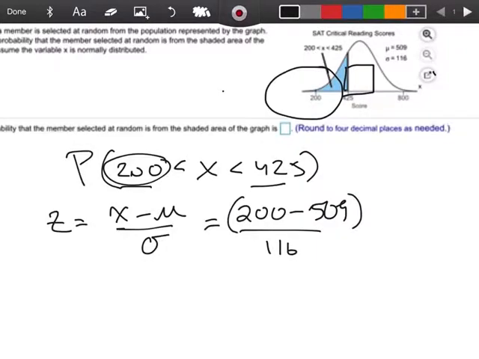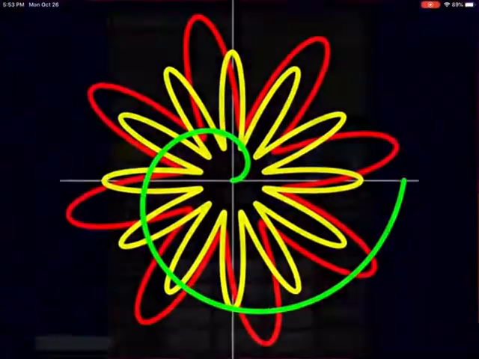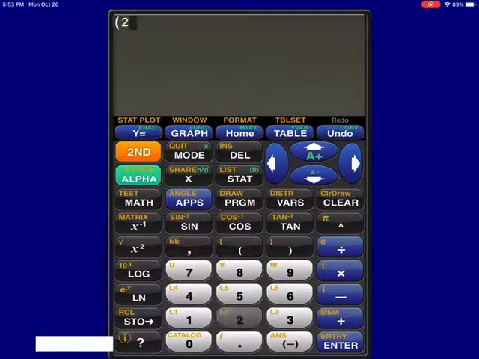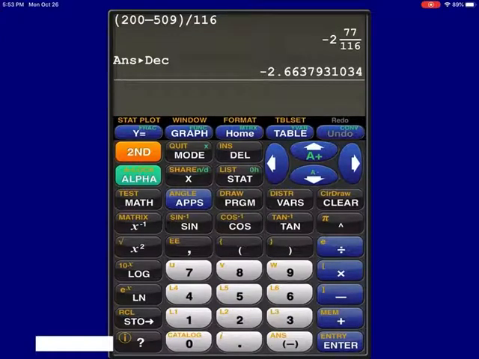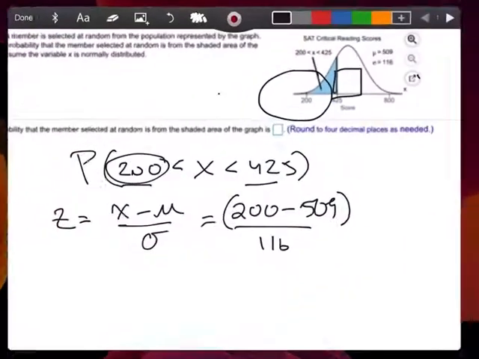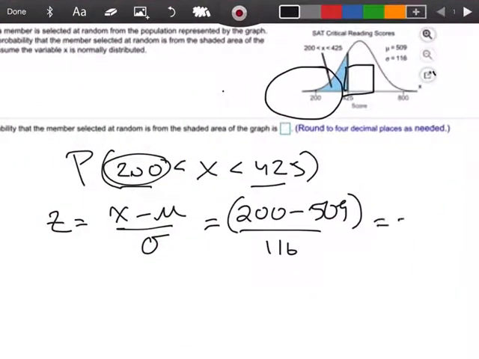Remember, I'm going to do this piece here in parentheses. So let me clear this out. So I'm going to go 200 minus 509, close that off, divide it by 116. And let me convert this to a decimal. So to two decimal places, negative 2.66. Okay. So this is a negative 2.66.